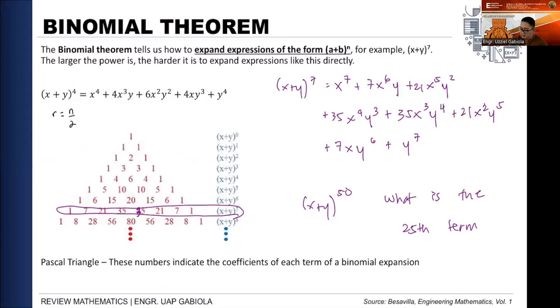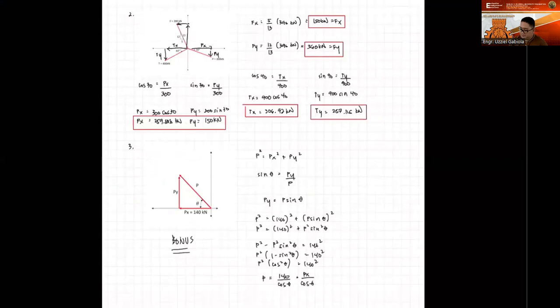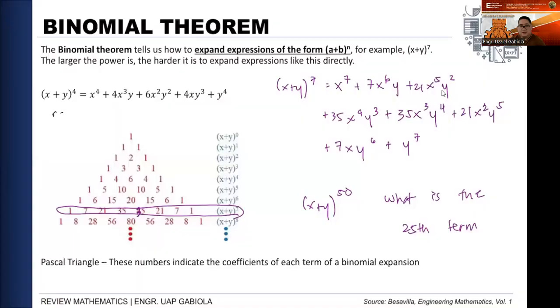So, let me change the color. Oh, what happened? For a while. Close, no? Okay, so let me just change the color. So, for example, we are asked to find the middle term. So, r is equal to n over 2 plus 1.